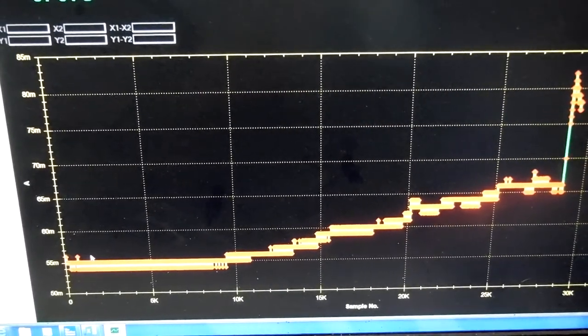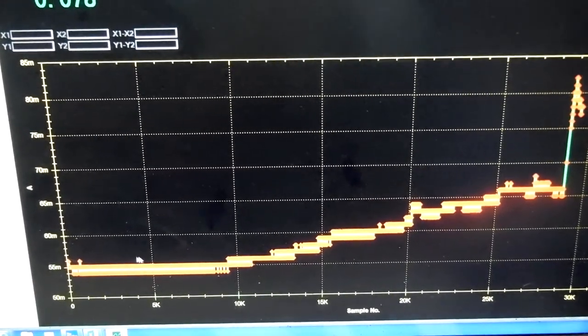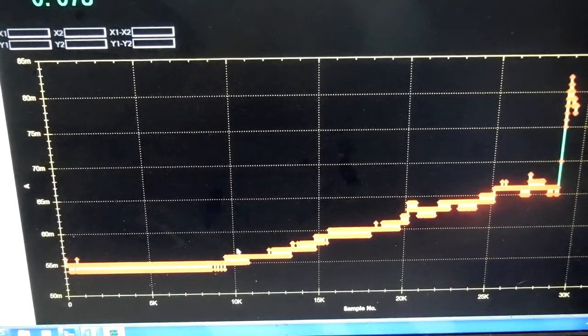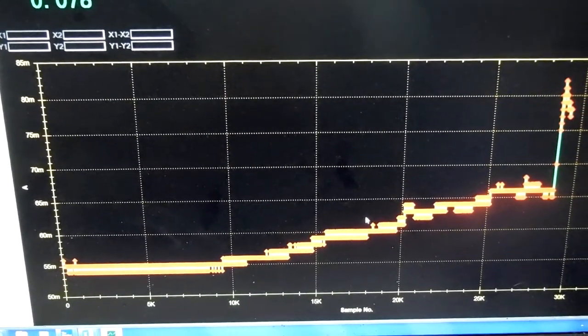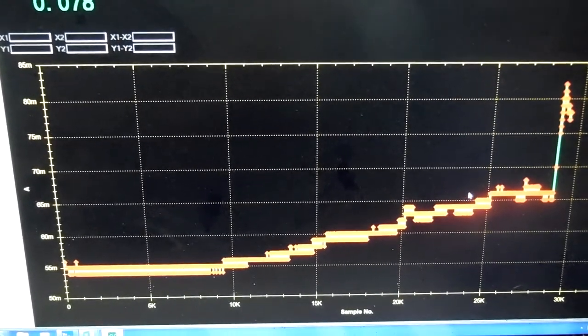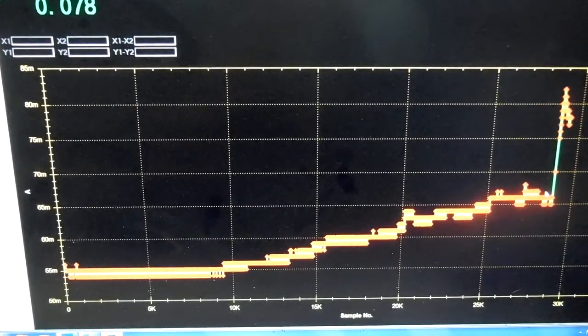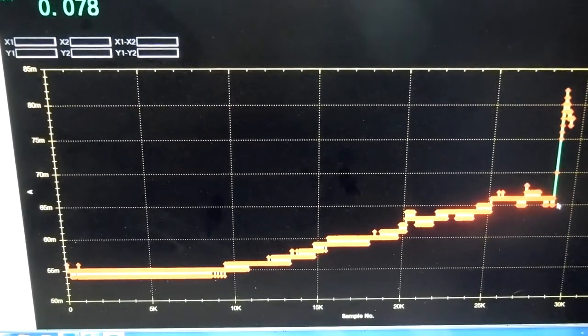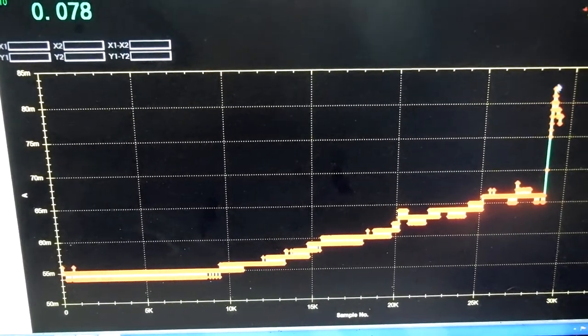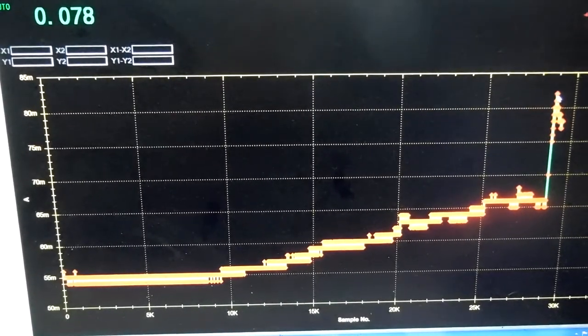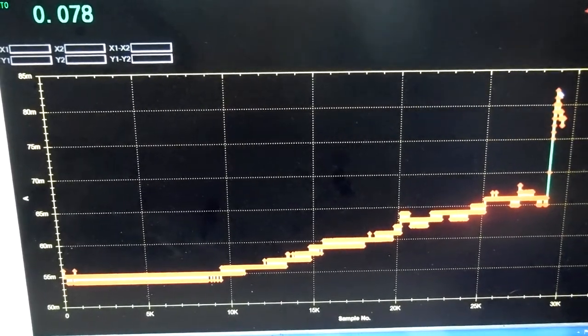Temperature was pretty constant. As the temperature rose, then she went on up. This is where I had a little heat to it, and she shot up to 80 plus milliamps.